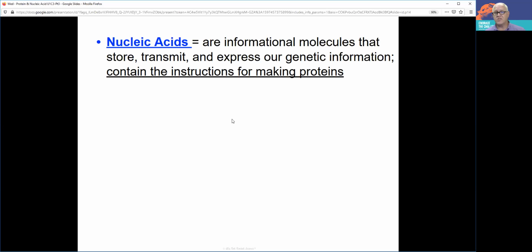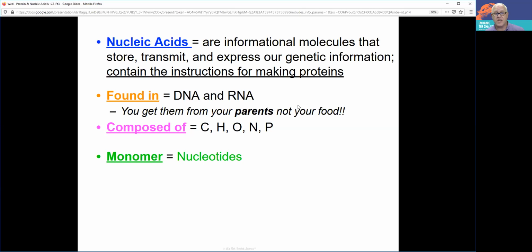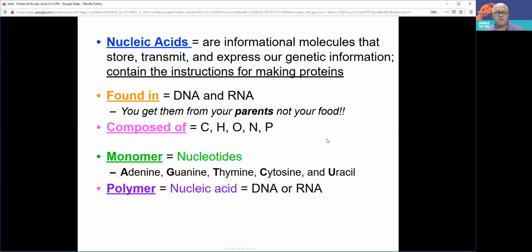The nucleic acids are just informational molecules that store, transmit, and express our genetic information and contain all the instructions for making the proteins. You'll find the nucleic acids in the DNA and the RNA, and you get them from your parents, not from your food. They're composed of the carbon, hydrogen, oxygen, nitrogen, and phosphorus elements. The monomer of the nucleic acid is the nucleotide. That includes adenine, guanine, thymine, cytosine, and uracil. And the polymer is the nucleic acid, which is the DNA or the RNA.